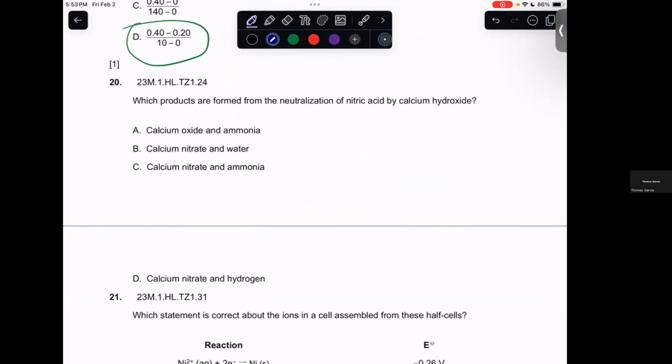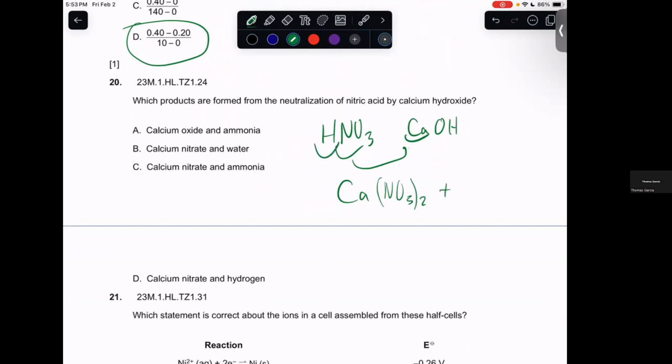What are the products formed by the neutralization of nitric acid, HNO3, by calcium hydroxide, Ca(OH)2? Well, I'm just going to take the anion and the cation, put them together, and I get calcium nitrate plus, and I have hydrogen and OH, HOH, which I can just reorder to be H2O. Calcium nitrate and water, B.